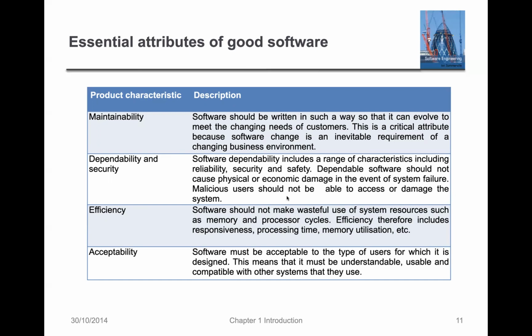Software should be written in such a way that it can evolve to meet the changes of the customers. This is a critical attribute because software change is an inevitable requirement of changing business. The business you are running today will most definitely be different from the business you are running next week or next year, because even if you are doing the same processes, the scale will either shrink or increase. Let's say you are developing 10 mobile phones per day. Maybe by the end of next year, you'll be developing only one, or 1,000. The software should be able to accommodate all of this, because there are different types of maintenance, which we'll see during the course.